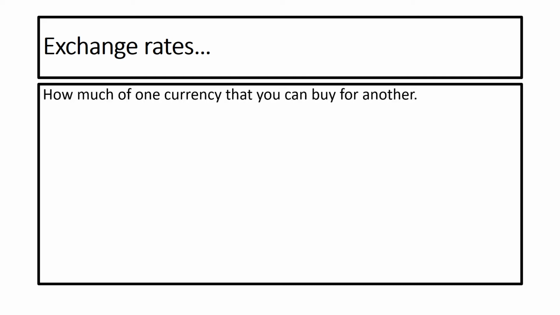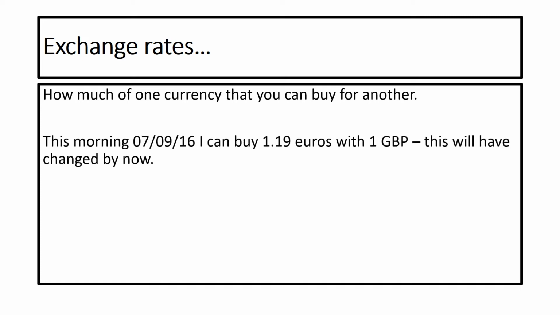An exchange rate, what it is, it's basically how much of one currency you can buy for another. It's the 7th of the 9th today, and when I looked, I could buy 1.19 euros with 1 GB pound. By the time you're reading this, it will of course have changed. It changes on a minute by minute basis. It's very difficult to predict.